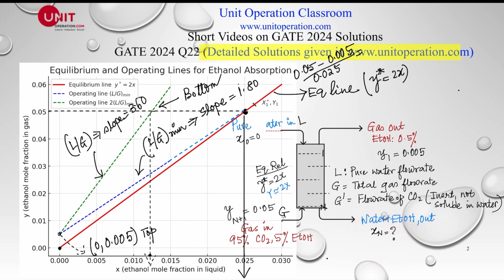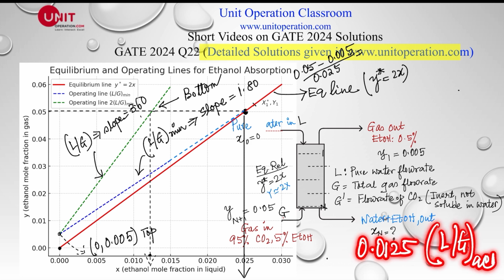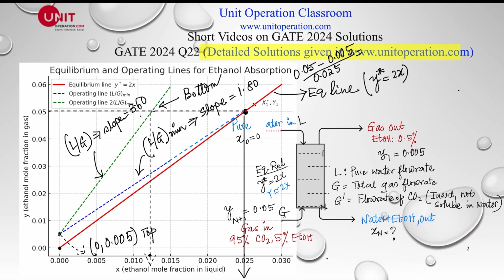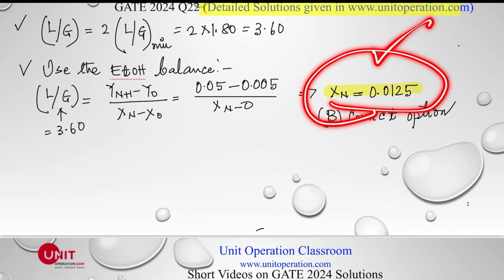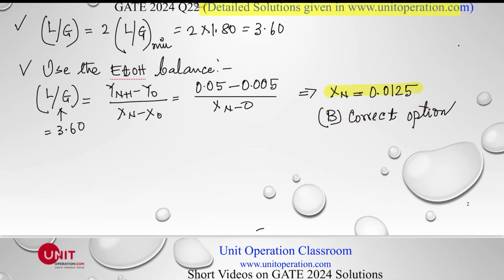So this value is 0.0125. It is coming when the L over G is actual, that means 2 times the minimum. So this is the actual concentration when we use 2 times the L over G minimum. And you have seen that is actually the value. Details of these are of course given here in this particular website.